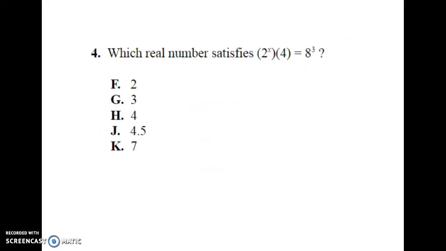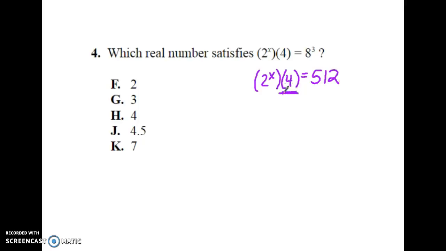Question 4 asks which real number satisfies the equation 2 to the x power times 4 equals 8 cubed. And there are several ways to approach this problem, but I would probably begin by raising 8 to the third power, and that is 512. I'm trying to solve for x. So I'm trying to isolate it, which means I need to get rid of this 4.